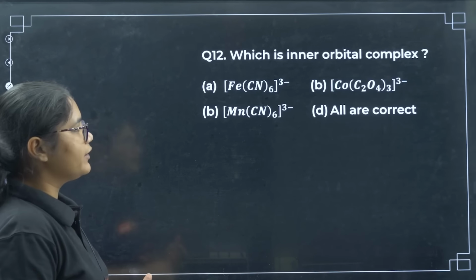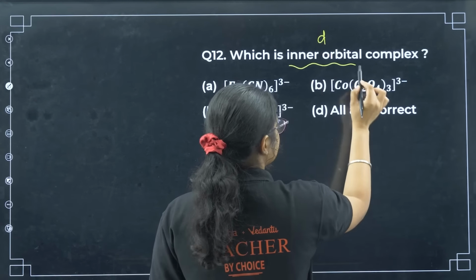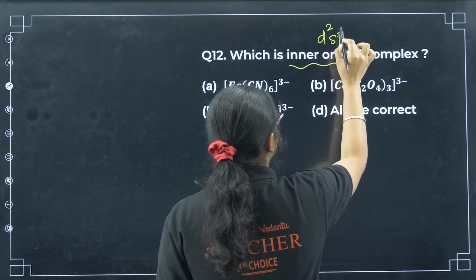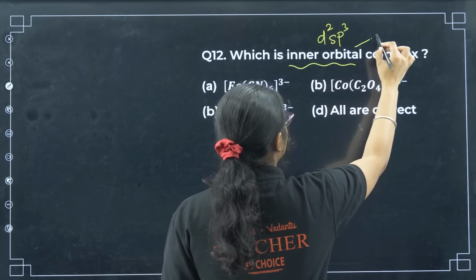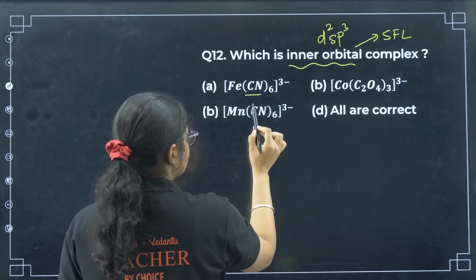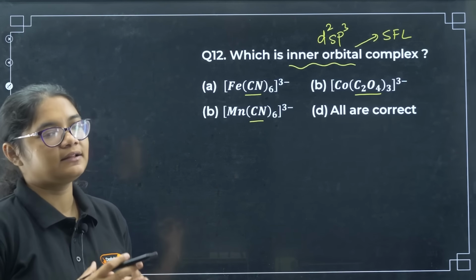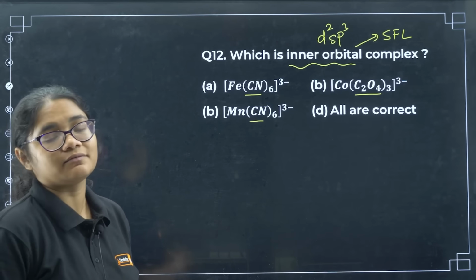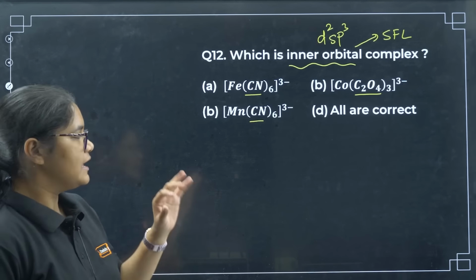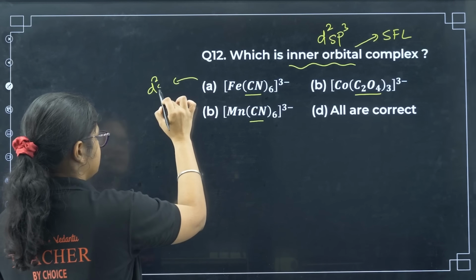Next, which is an inner orbital complex? Inner orbital complex means you should have coordination number 6, so d2sp3 hybridization, and an inner orbital complex is also formed when we have strong field ligands. So yes, here we all have strong field ligands, so definitely there will be pairing of electrons and we will get inner orbital complex. Now Fe(CN)6, I have already shown you, that is d2sp3, we just derived.